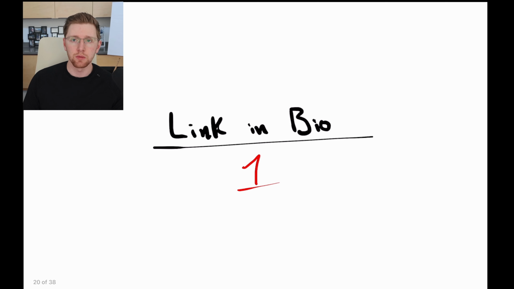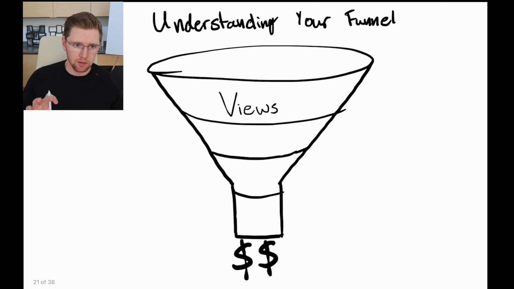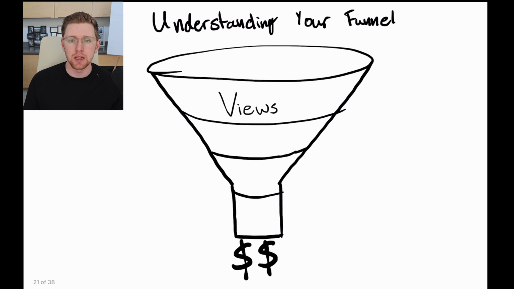The first way is going to be talking about link in bio. This is really basic. It's been on Instagram for years, but there's a couple of little things that you can do to actually increase the amount of sales and leads you're getting from your link in bio. The number one being, and starting off with, is understanding your funnel. If you understand how your funnel is actually working on Instagram and what is going on, it's going to make it so much easier for you to be successful.